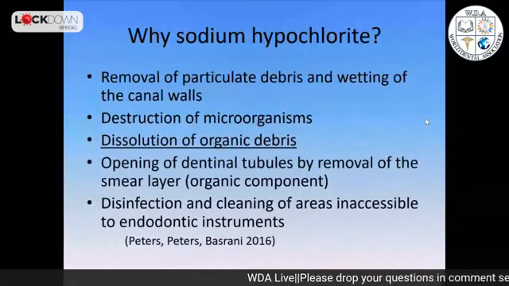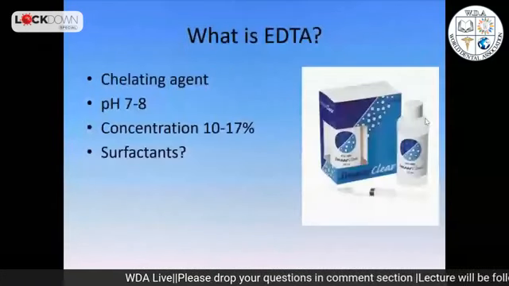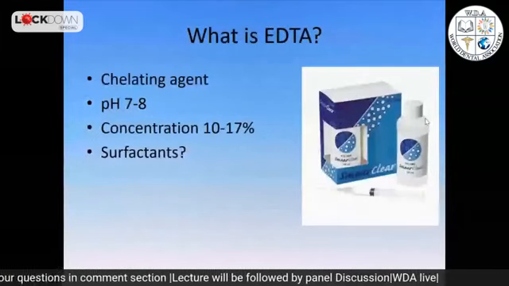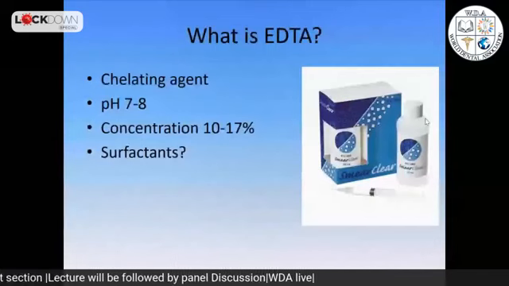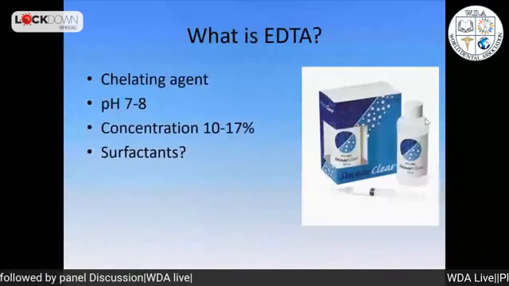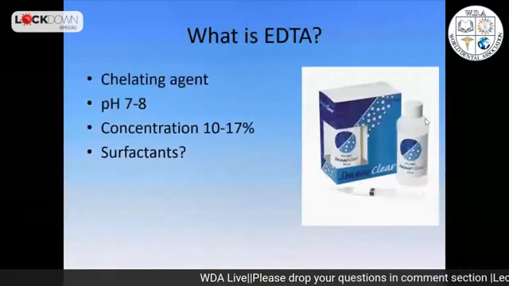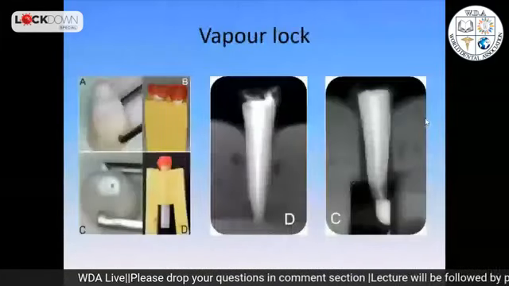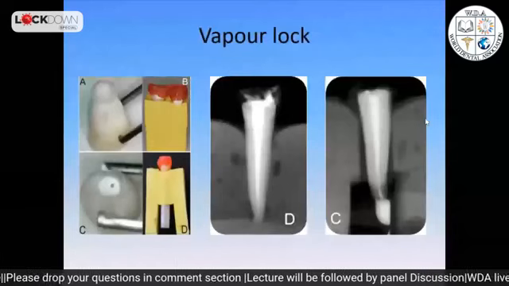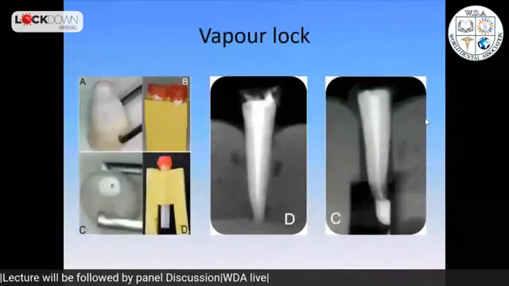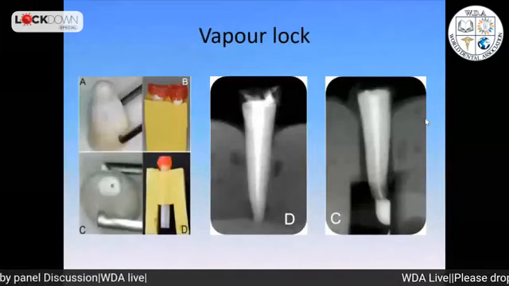We often use it in association with EDTA. As we say, it's a chelating agent, has a neutral pH, various concentrations. Again, it might have surfactants. So what happens? This will change how things work during agitation. We sometimes think that this root canal is like an empty space waiting for our liquids to go down. No, that's not the case.